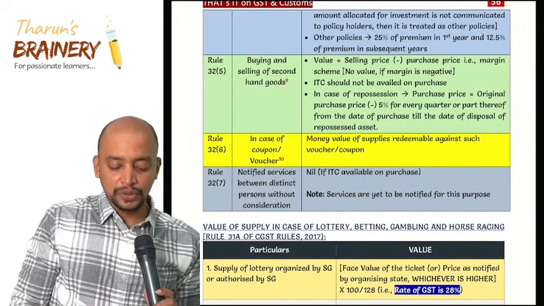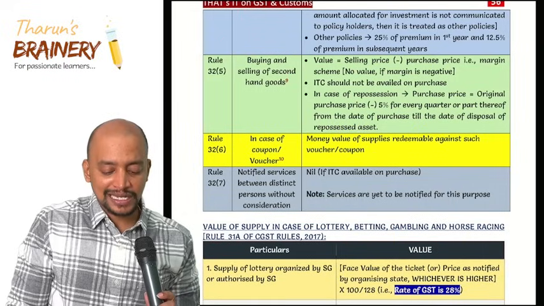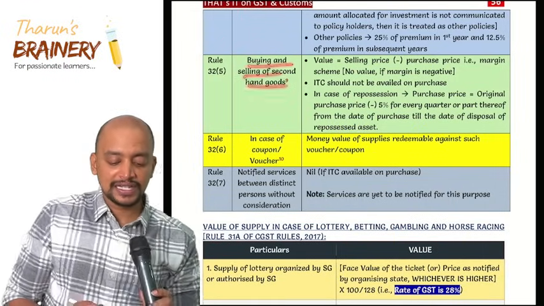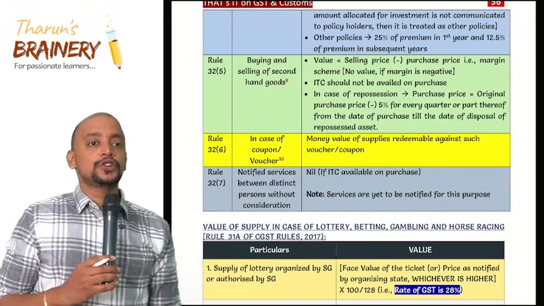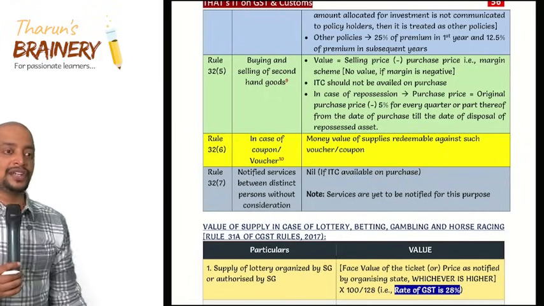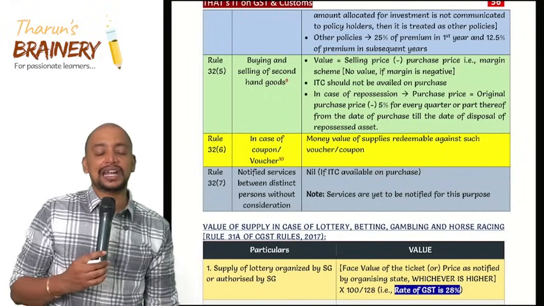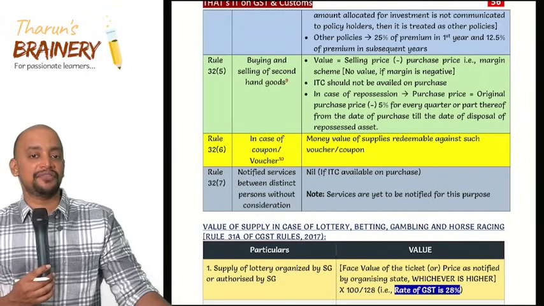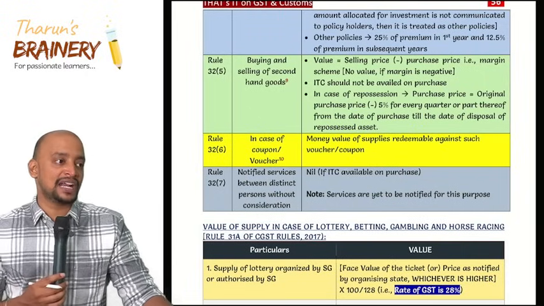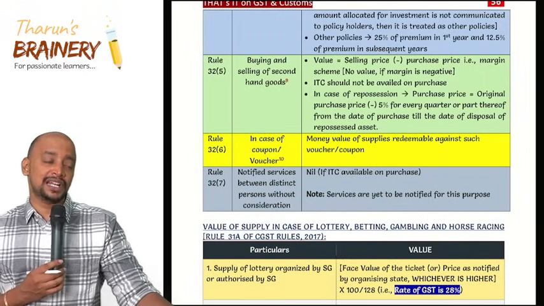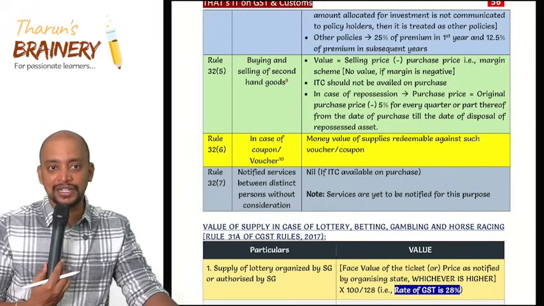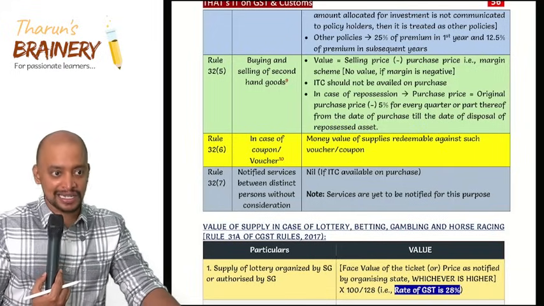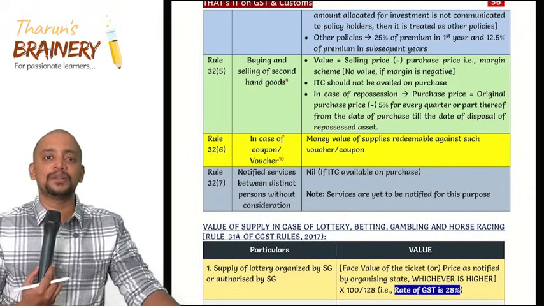Then next, rule 32 sub rule 5, buying and selling of second hand goods. That is, there is a person who is engaged in second hand goods. So what should be taken as the value generally? For example, I am a second hand car dealer. I purchase a car for 1 lakh and I sell the car for 1,50,000. Now what should be taken as value for payment of GST by me? And definitely I will cross the threshold limit and I need to register and pay GST. So I need to take 1,50,000 and pay the GST.